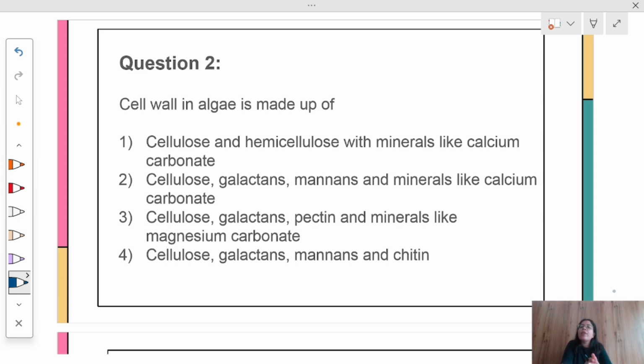Here you have to learn that in algae the cell wall is made up of cellulose, galactans, mannans, and calcium carbonate. Galactan is what? It is a polymer of galactose sugar, and mannan is a polymer of mannose sugar. So these, cellulose, galactan, mannans, are all present in the algae cell wall, along with calcium carbonate. So this you have to learn.